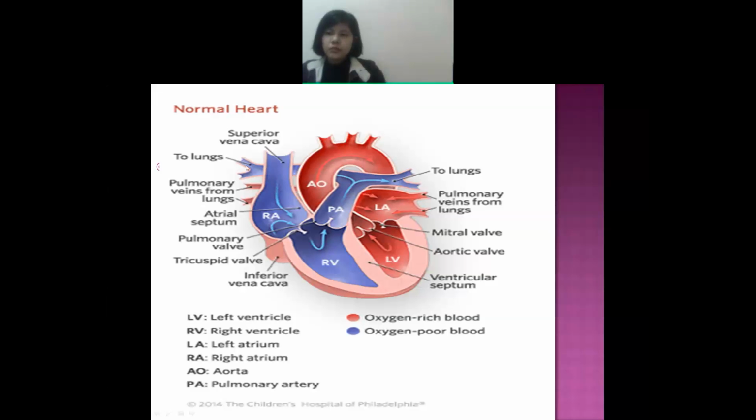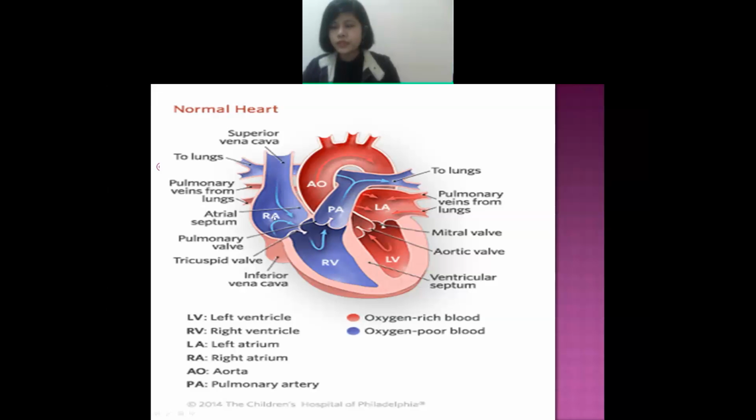Explain again. Okay. So the deoxygenated blood, it will go here. That is the superior vena cava and the inferior vena cava. It will come from the superior vena cava and the inferior vena cava. After that, where will it go? It will go to the right atrium.